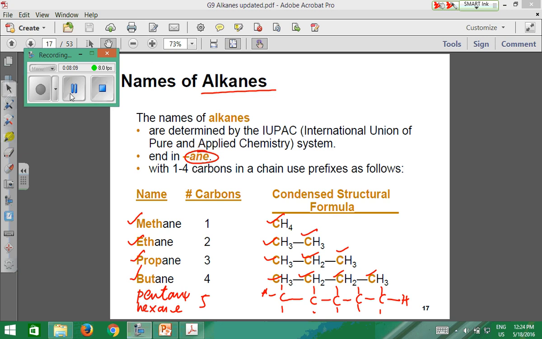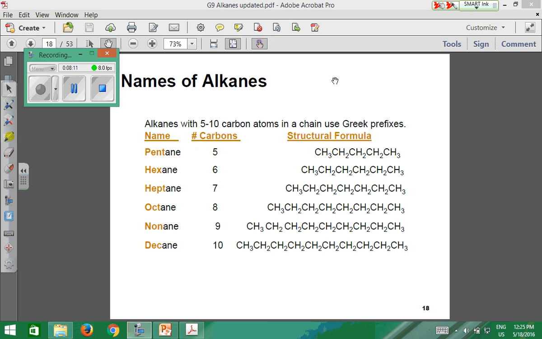All the members. The other one, if I want to discuss, like 5 carbon compound, pentane. This is 5 pentane, then hexane, heptane, octane, nonane, decane. Just the number of carbon is increasing. I can count here 1, 2, 3, 4, 5. Pentane, hexane, heptane, octane, nonane, decane.